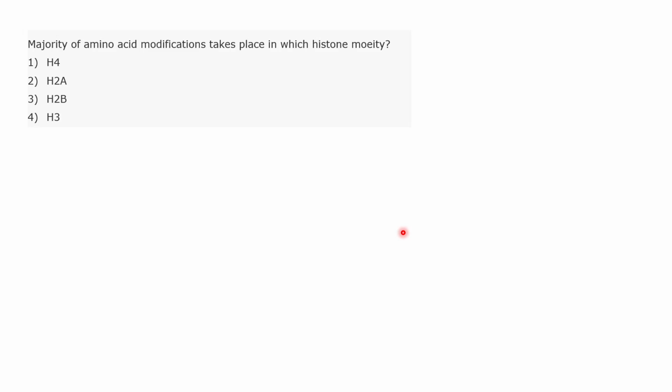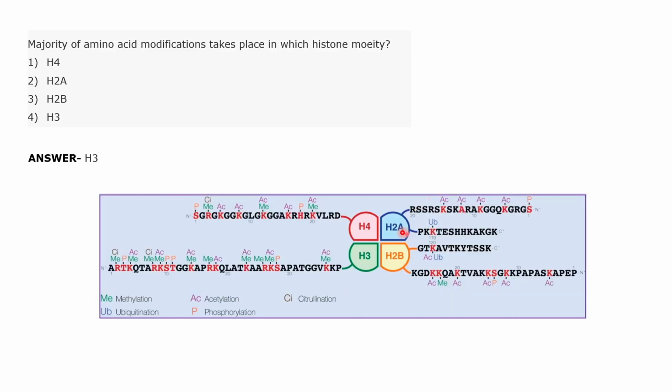Okay, so I suppose I will just give you the answer. The answer to this question is H3. The modifications that we have discussed before take place in the N-terminal tail. At some points they also take place in the C-terminal tail of H2A and H2B, right? Majority in the H2B histone molecule. You can see that the length of the H3 N-terminal tail is much higher as compared to the other N-terminal lengths, right? It is shortest for H2A in this case, and amino acid modification does change according to that also.